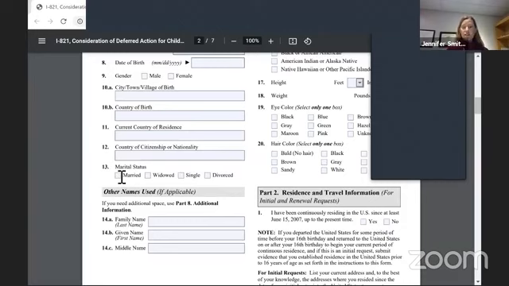So for number 13, your marital status, you're going to pick the one that applies to you. If you're married, say married. If you're single, say single. If you are holding yourself out as married in other places and want to be common law married, then the answer is married.